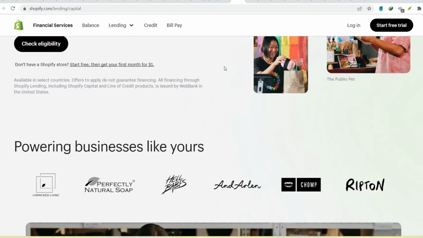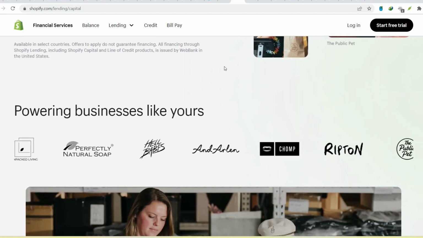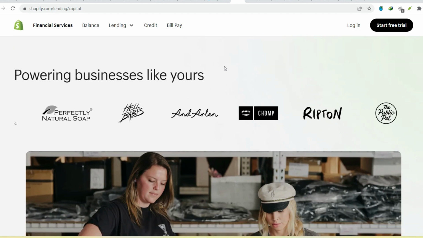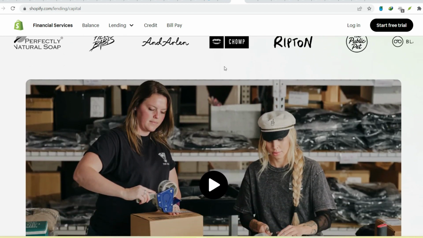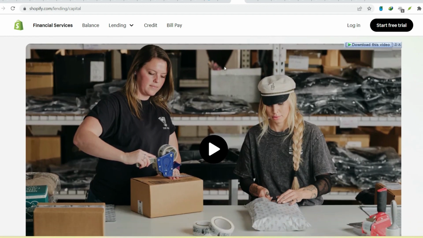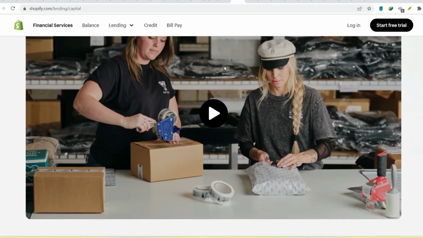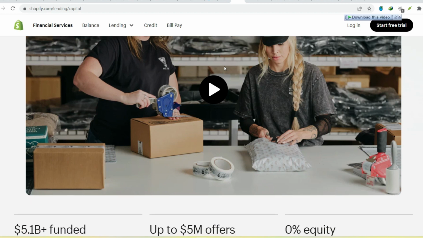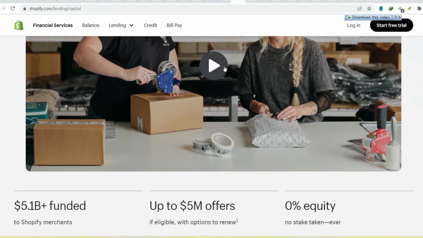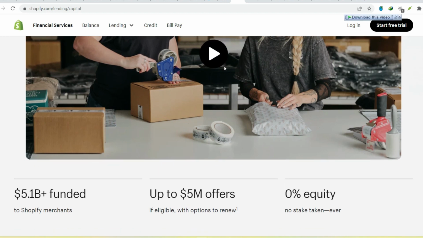No hard credit checks. Unlike traditional loans, Shopify Capital doesn't rely on your credit score for approval. This can be a huge benefit for young businesses or those with less than perfect credit history. Flexible repayments. Repayments are tied to your sales, so on slow days you won't have a giant payment looming. This flexibility can be a lifesaver for businesses with seasonal fluctuations.